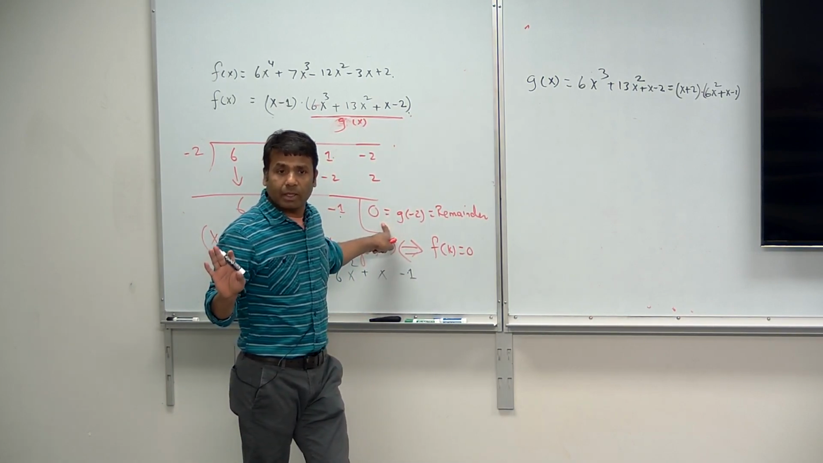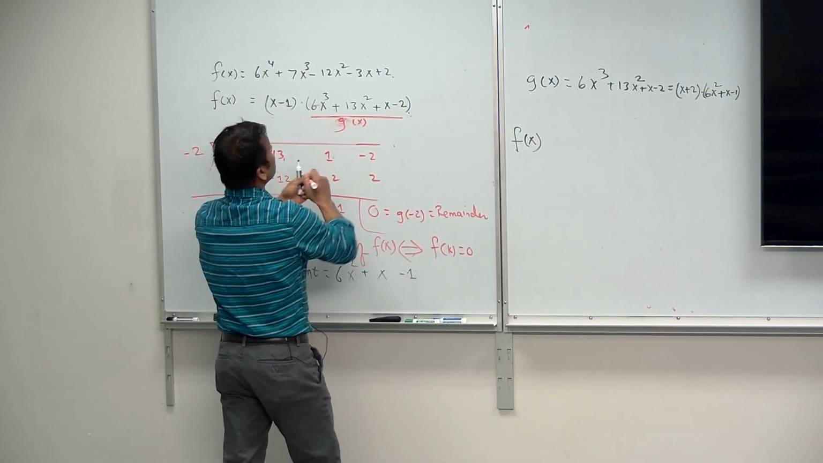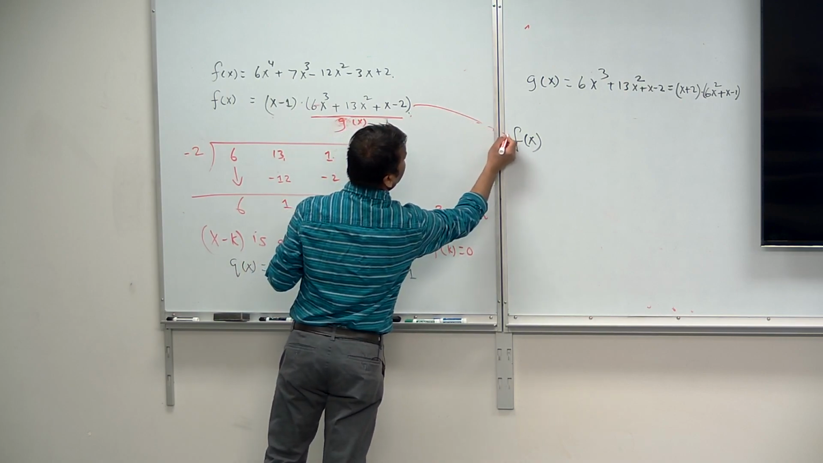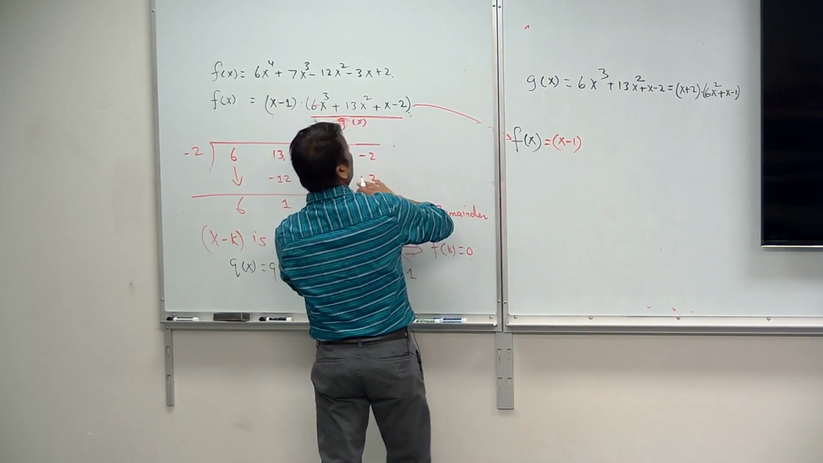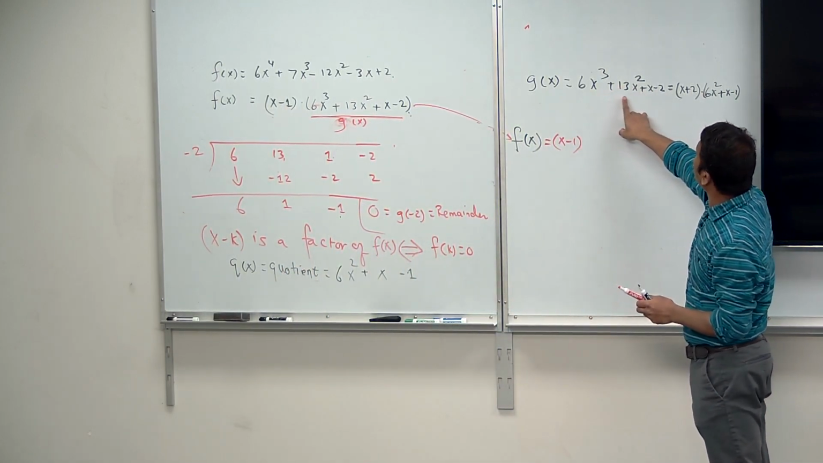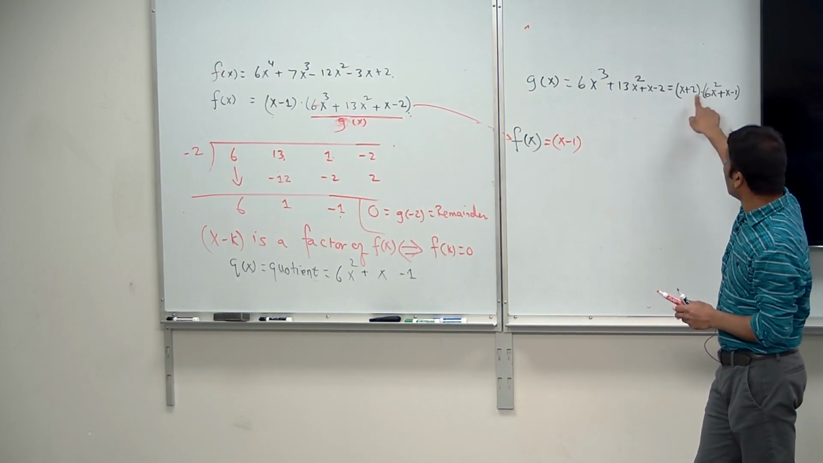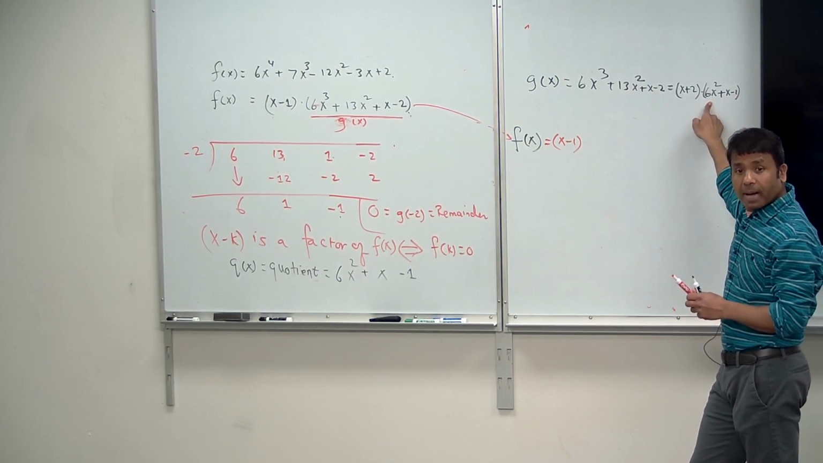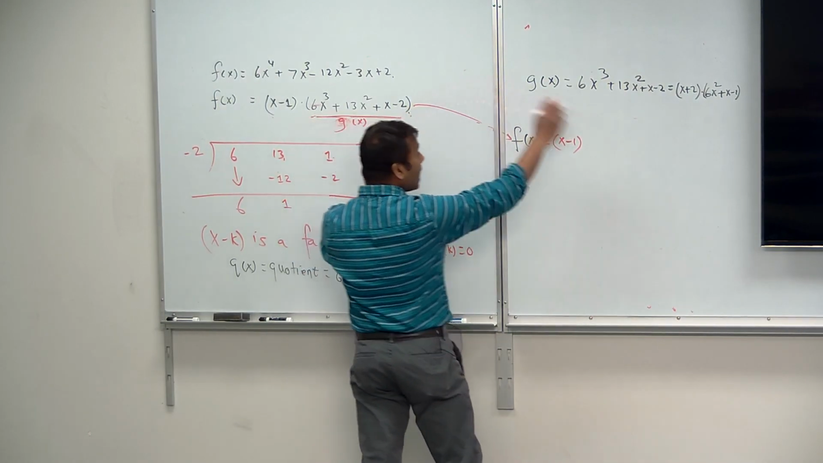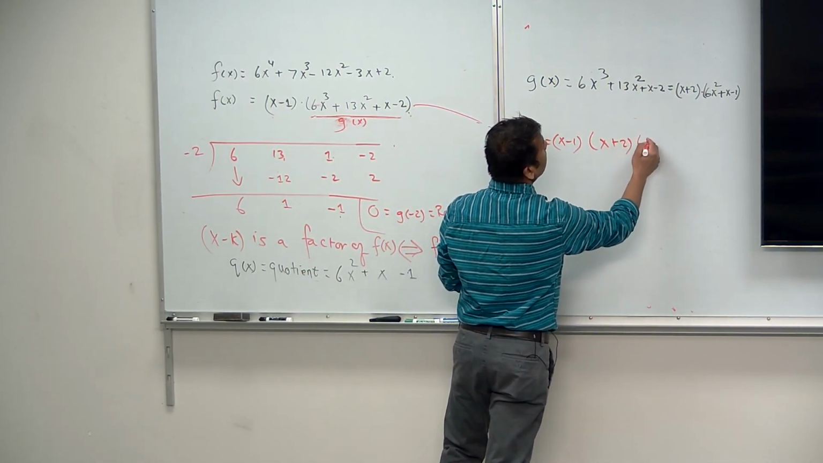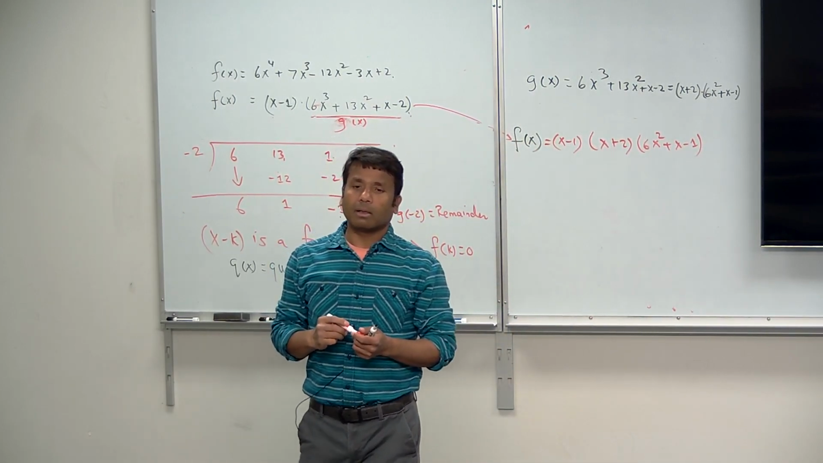Does that make sense? Now, your function f(x), okay? So look here, what will happen here? This f(x) is equal to, and you plug in, 6x cubed plus 13x squared plus x minus 2 is equal to what? x plus 2 times 6x squared plus x minus 1. Right? I can replace this by x plus 2 times 6x squared plus x minus 1. Does that make sense?